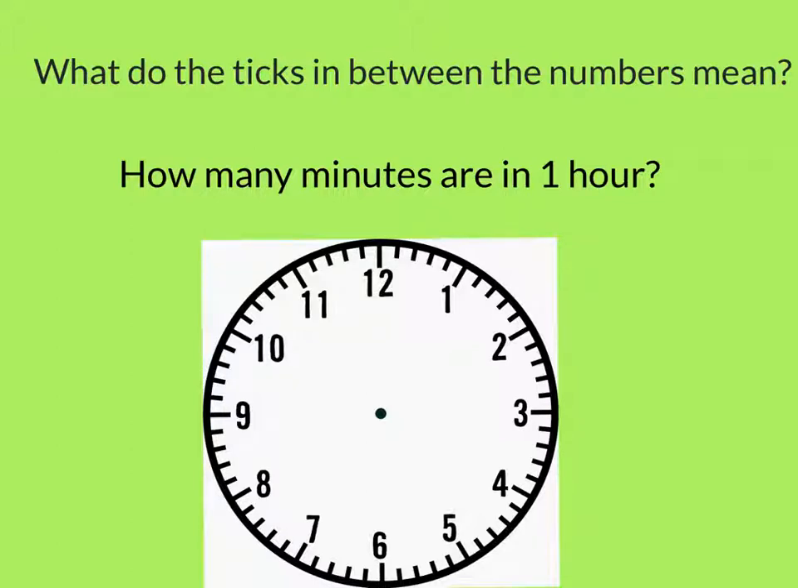If we start here on the 4, since we just learned that each number increases by 5, we have 5, 10, 15, 20. So we're here at the 4, which means 20. What if we go 2 tick marks past it? We would have 21, 22, 22 minutes.